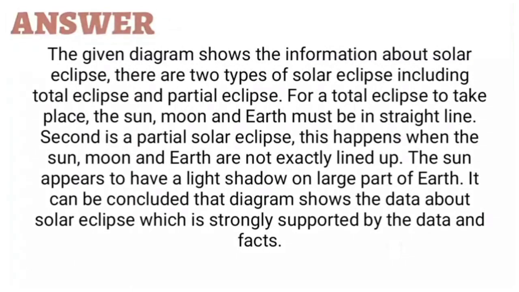Second is a partial solar eclipse. This happens when the Sun, Moon and Earth are not exactly lined up. The Sun appears to have a light shadow on a large part of Earth. It can be concluded that the diagram shows the data about solar eclipse, which is strongly supported by the data and facts.